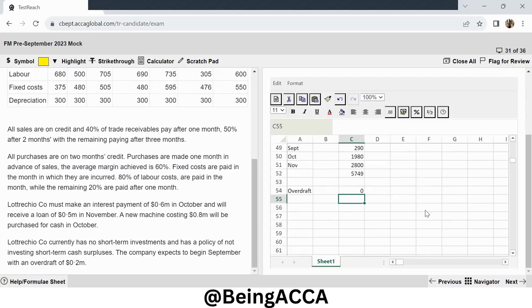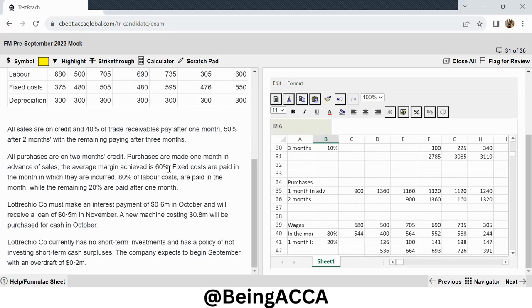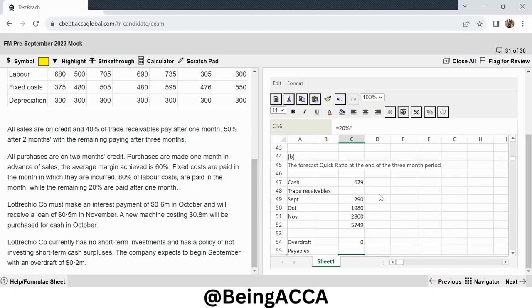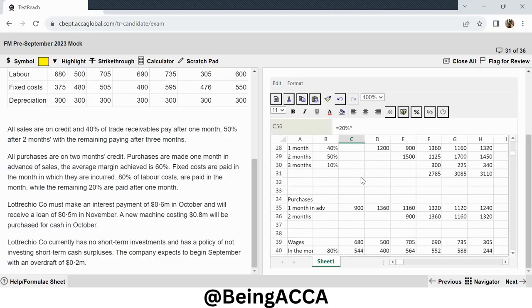So our overdraft has gone to zero. And then we have our payables, which are what we have to pay for our materials and wages. So wages and purchases. With respect to our wages, we are going to have to pay 20% of our November wages. So 20% multiplied by the wages that we have for the month of November.